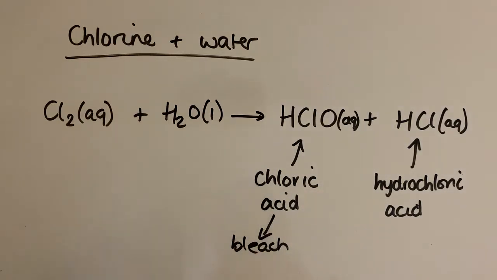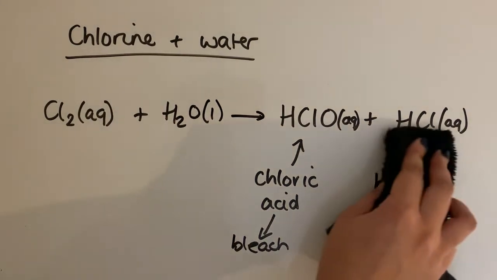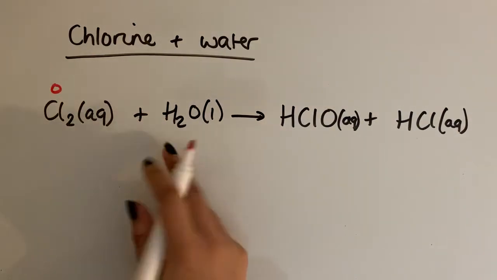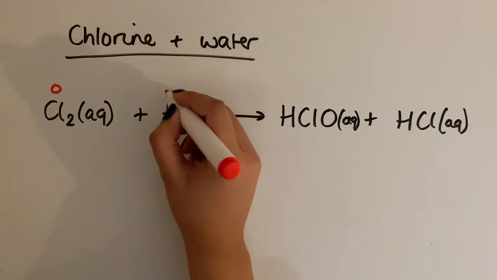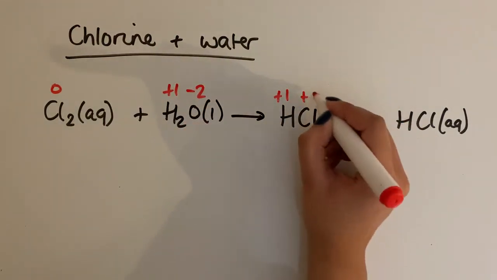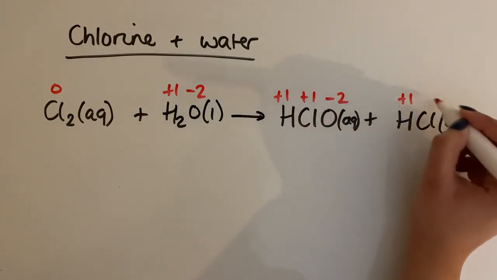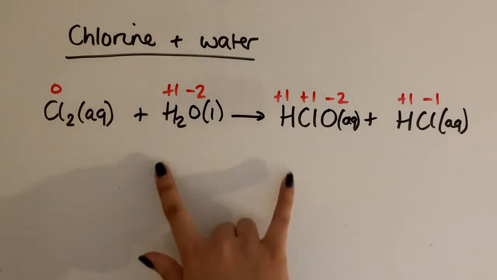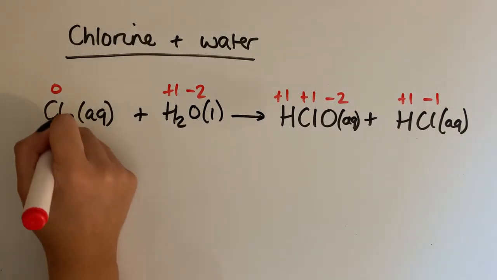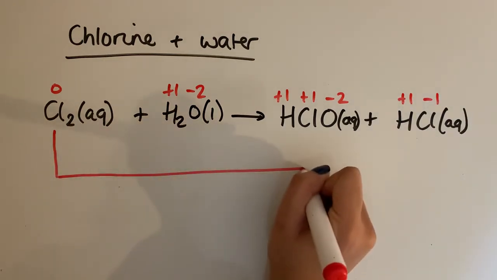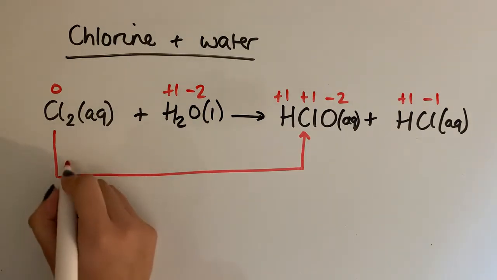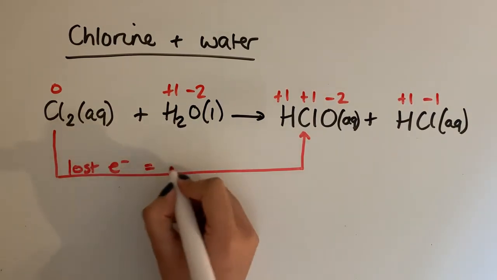Okay, let's show that this is a disproportionation reaction by putting in oxidation numbers. So chlorine here is 0, so hydrogen is +1, oxygen is -2, hydrogen is still +1. This is now +1 as well, +1 and -1. As we can see, the hydrogens stay the same, the oxygens stay the same. It is just chlorine that has changed, and it's changed once here. It's going from 0 to +1. It's lost an electron, and therefore it's been oxidized.